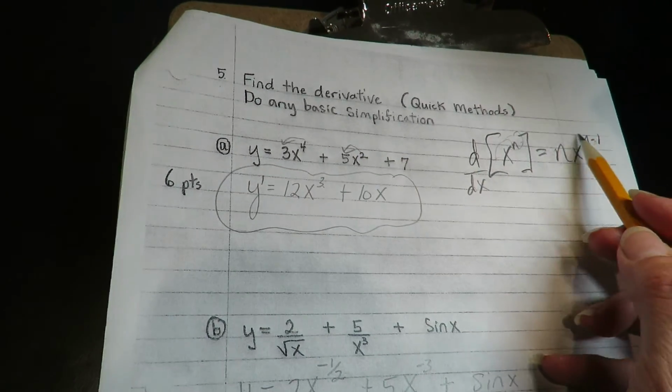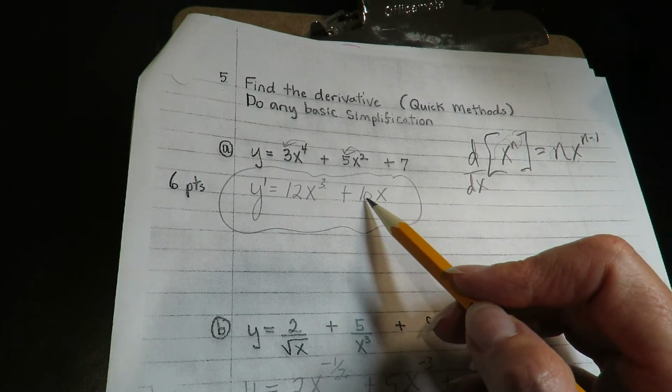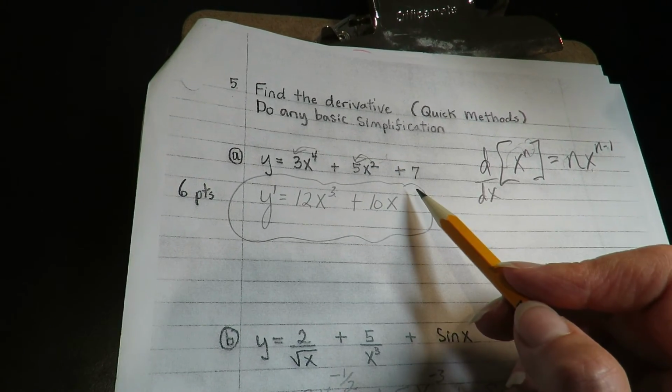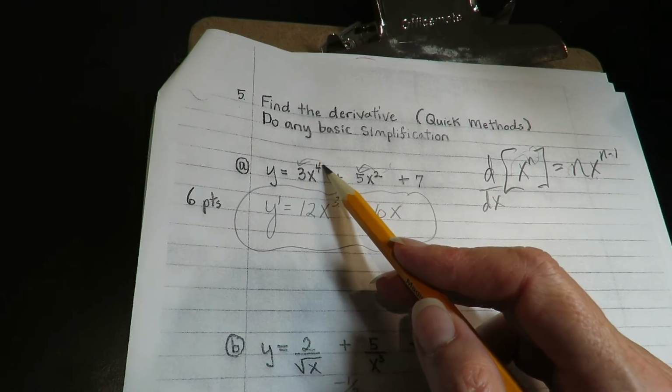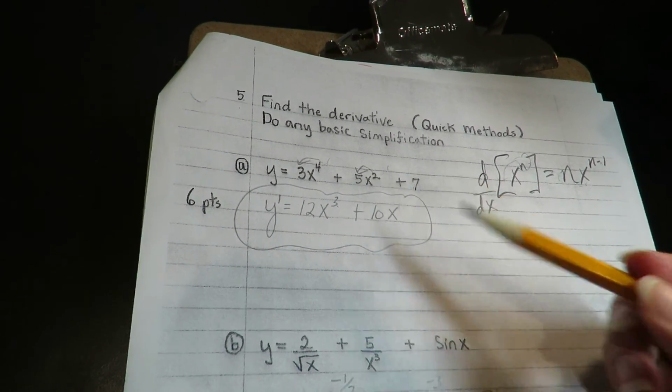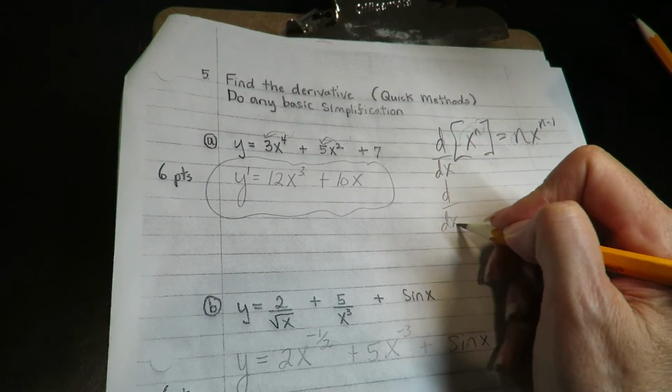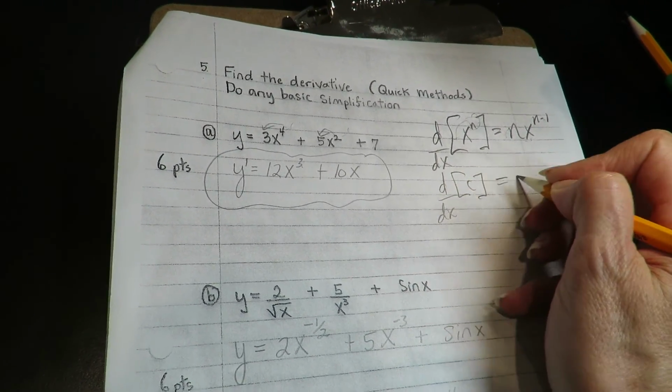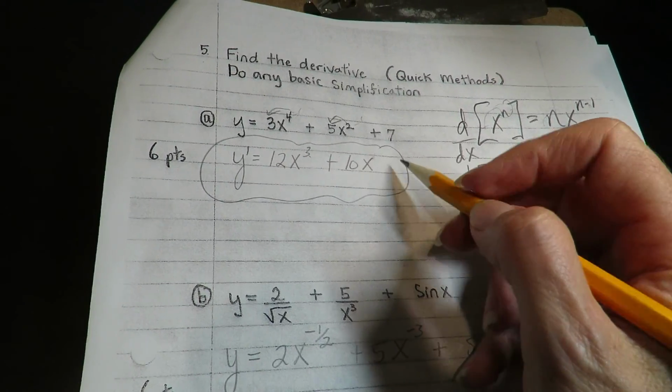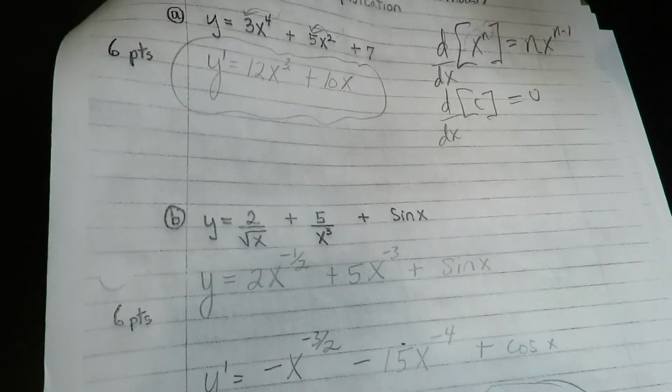You do the same thing here. You bring the 2 down in front, you multiply it by the 5 to make 10, and then you subtract 1. You don't need to put a 1 there. And then the derivative of a constant, you guys remember this, the derivative of a constant is 0, so that's why that piece went away. So that's the answer to that one.